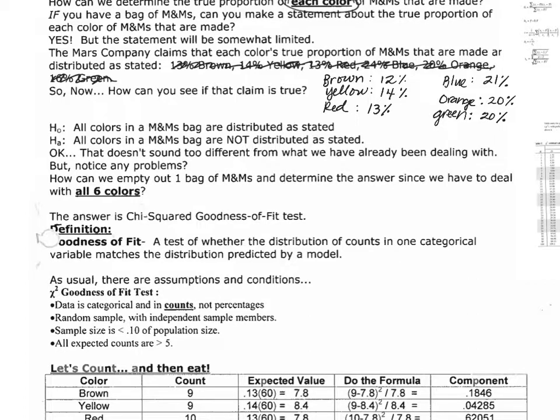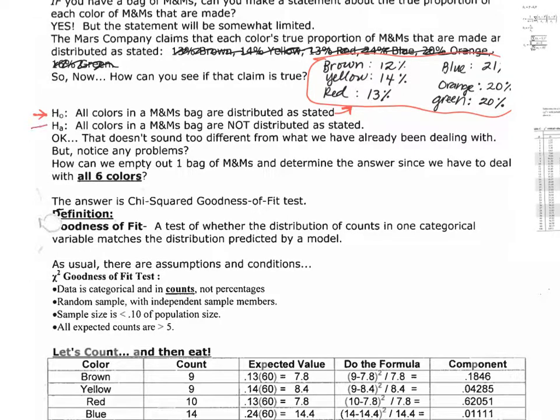So what we want to do is see if, and so here's what our null hypothesis is. Are all the colors in the M&M's bag distributed as stated? And of course here is how they are stated to be. Or, the alternative hypothesis is then that the colors are not distributed as stated. So that's what we want to check and see.